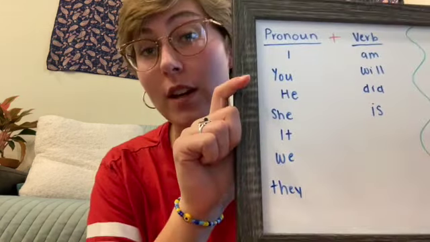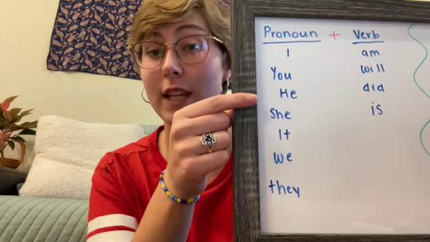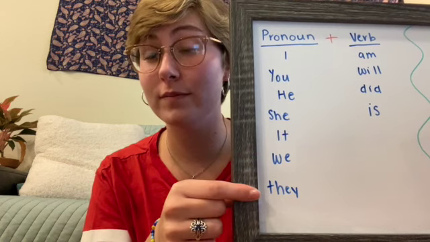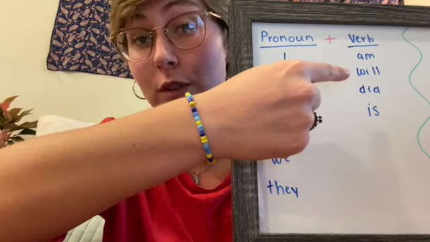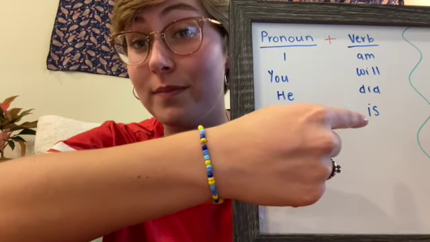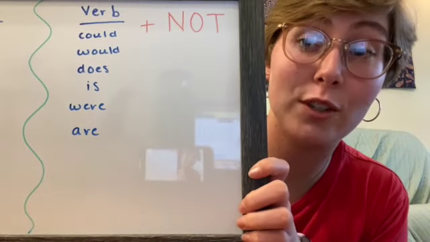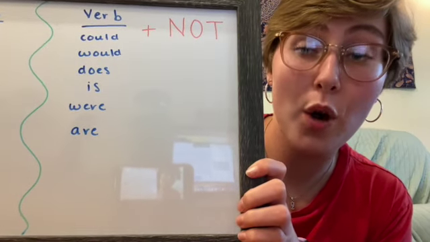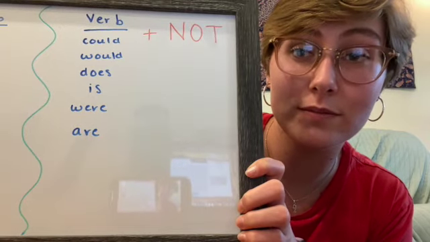The two most common ways to make a contraction is by taking a pronoun, such as I, you, he, she, it, we, or they, and combining it with a verb, such as am, will, did, or is. The other most common way is by taking a verb, such as could, would, does, is, were, or are, and combining it with the word not.